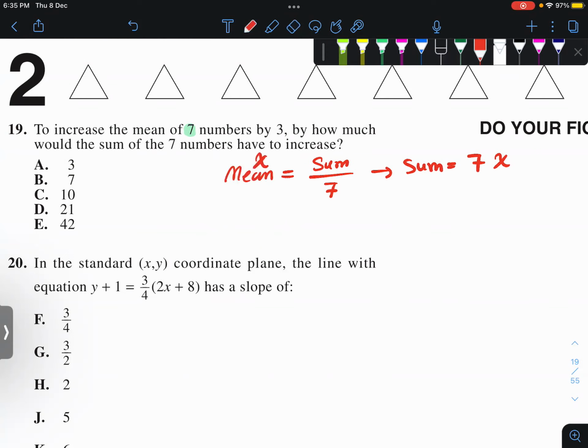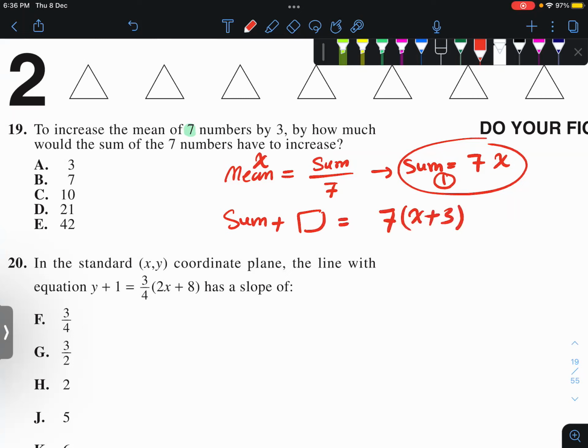With me? This is the first sum, sum 1. Okay, now the sum plus what? Let's try here. It is equal to x plus 3 times 7. That is 7x plus 21.